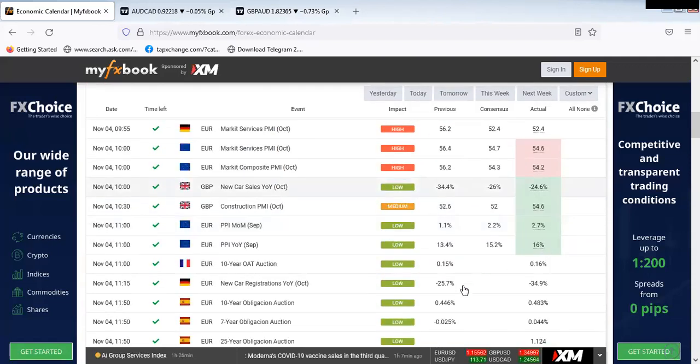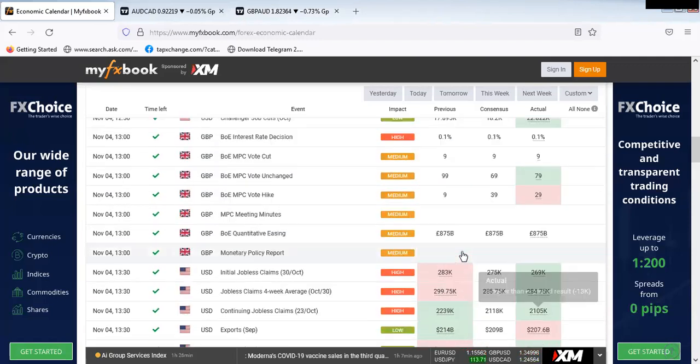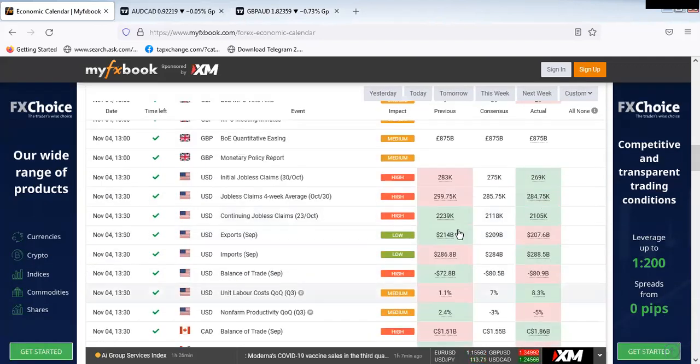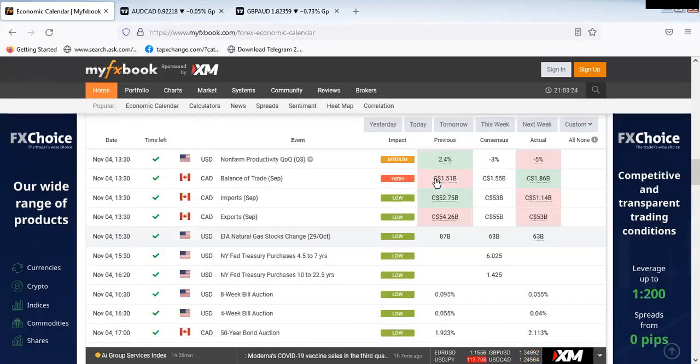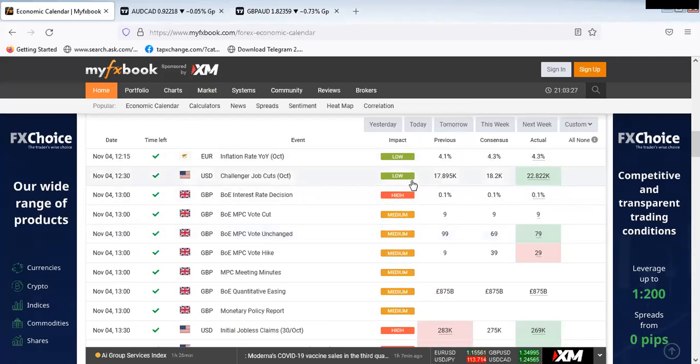So anytime you see values on the right-hand side, let's say on a high, greater than the values on the previous, please enter that market as a buy immediately. Enter that market as a what? As a buy immediately. And vice versa, let's say actual was less than the previous, you enter that market as a sell. Thank you very much, guys. Let's proceed to the next phase.